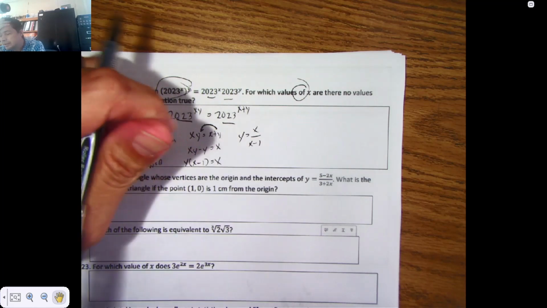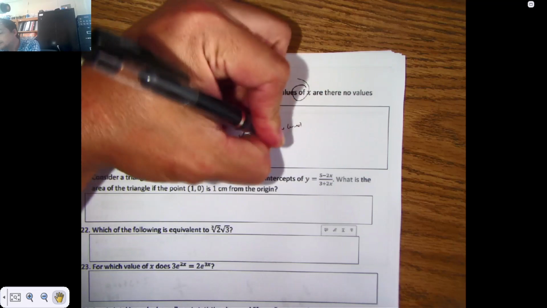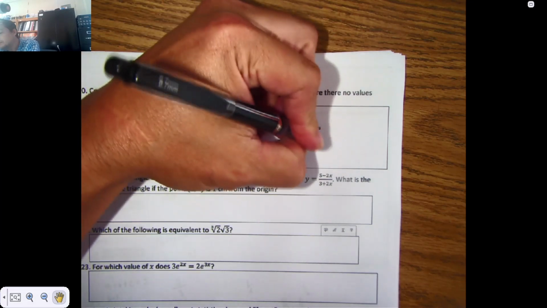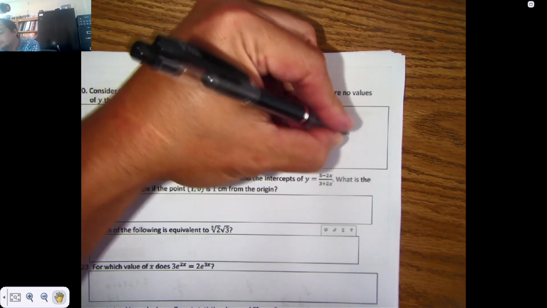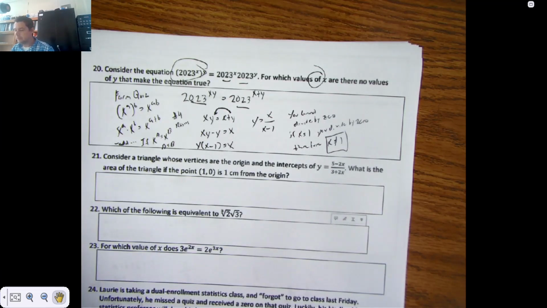Now, we haven't gotten to this yet in Algebra 2, but we have a commandment. You cannot divide by 0. If x is 1, you divide by 0. Therefore, x cannot be 1. So there is no y value when x is 1, because y has no output.